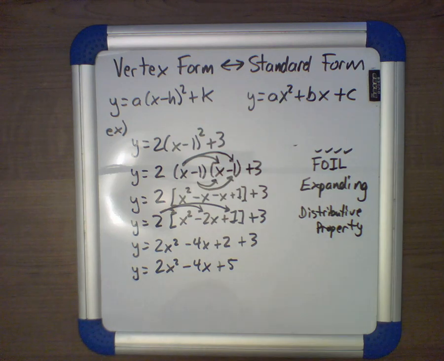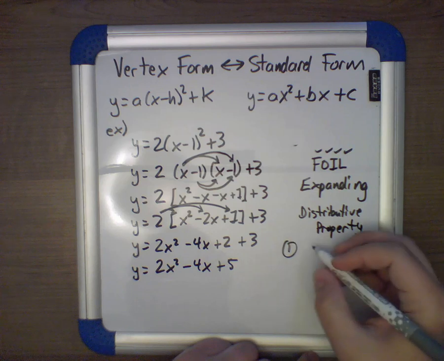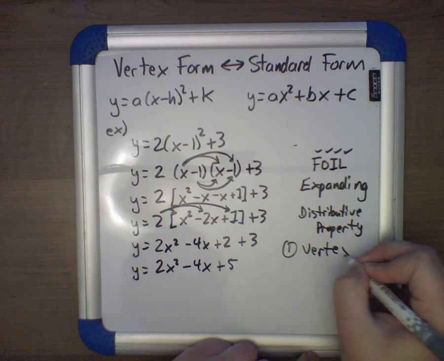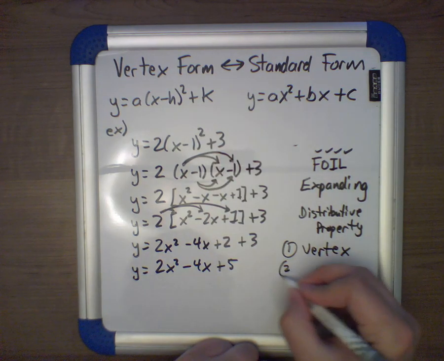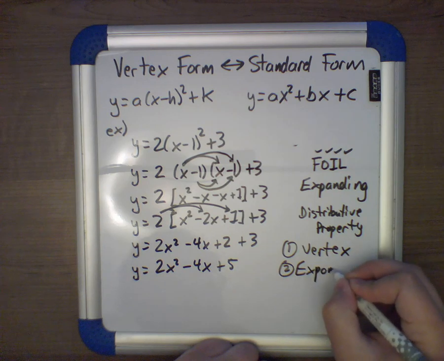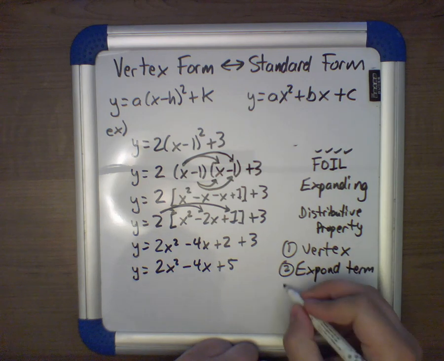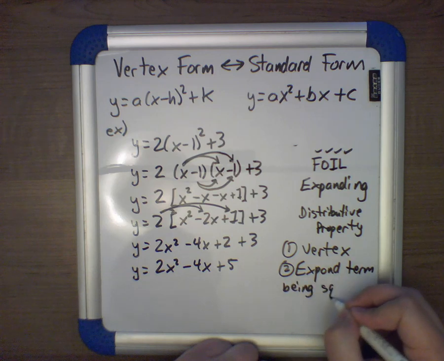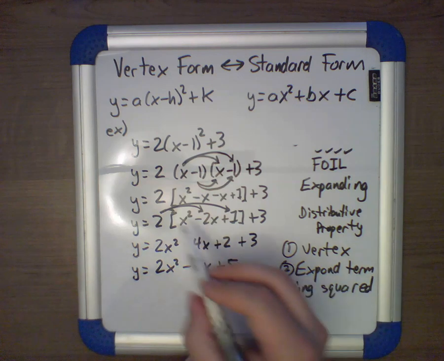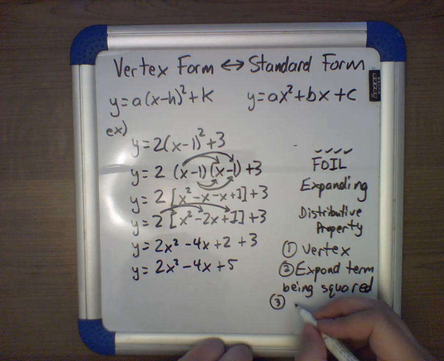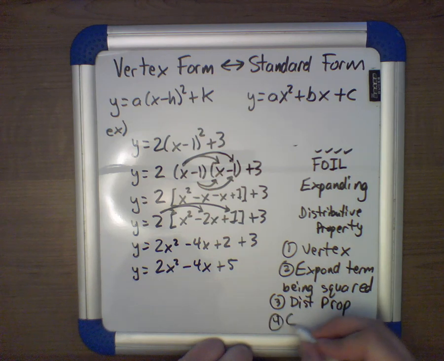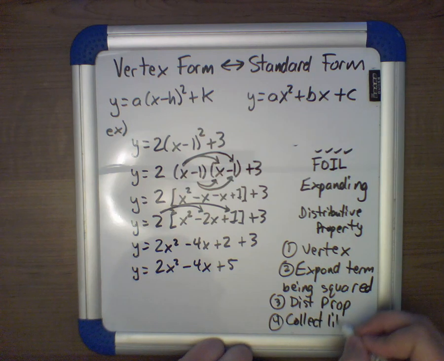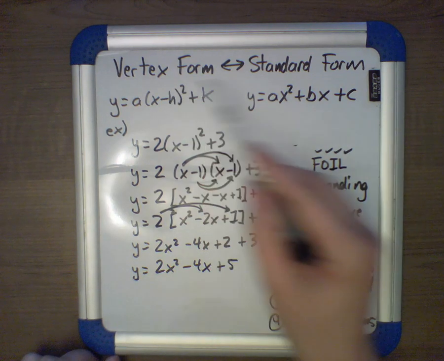And I'm just going to try to summarize the steps. So how did we do this? We started with vertex form. Then we took care of our squared by expanding the term being squared. Then we did our distributive property. And then we collected like terms. And that's how we convert from vertex form to standard form.